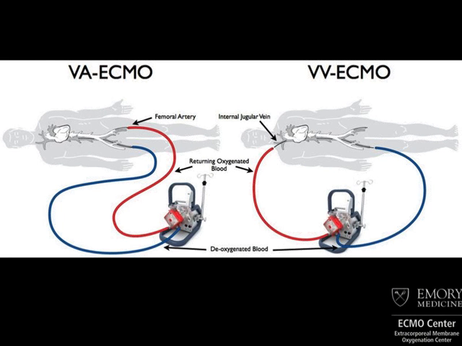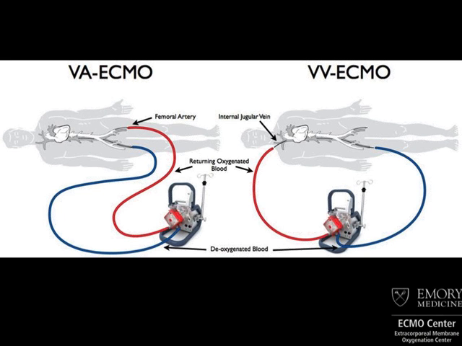So there are really two forms of ECMO that we talk about. You'll hear us refer to veno-arterial or VA ECMO, where essentially blood is drained from the venous circulation and reinfused into the arterial circulation after it's been oxygenated and the CO2 has been cleared. Or veno-veno ECMO, where essentially blood is drained from the venous circulation and returned to the venous circulation.